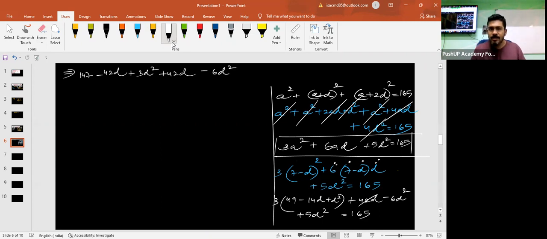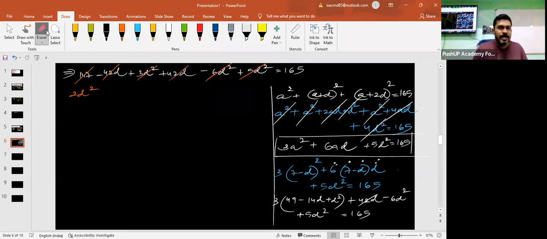Minus 6d square plus 5d square is equal to how much? 165. Okay. Now what do we get? 3d square minus 6d square is minus 3d square, and minus 3d square plus 5d square is what? 2d square. Okay. Then what do we get? Minus 42d plus 42d will get cancelled. Then 147. Here only 147 is there, no? So I'll bring that 147 to the right hand side. Okay. So it becomes 165 minus 147.